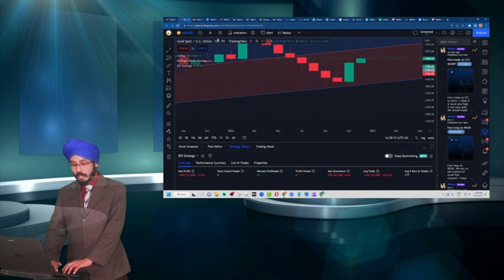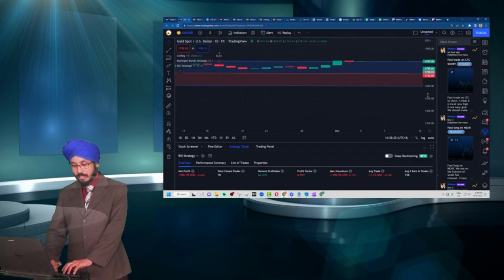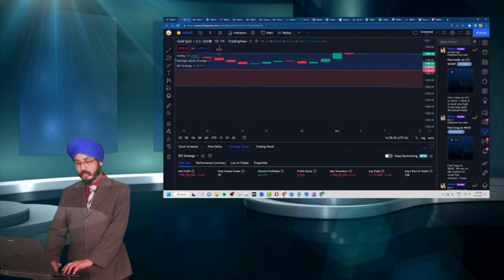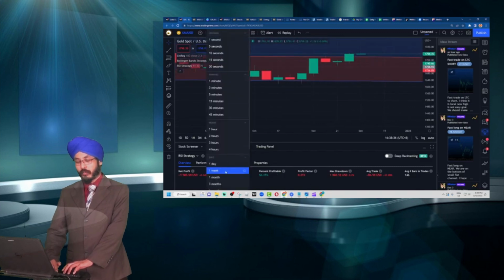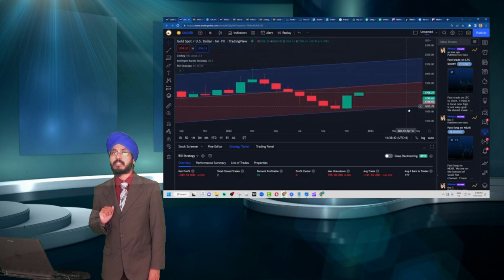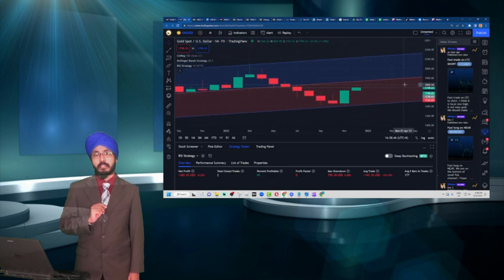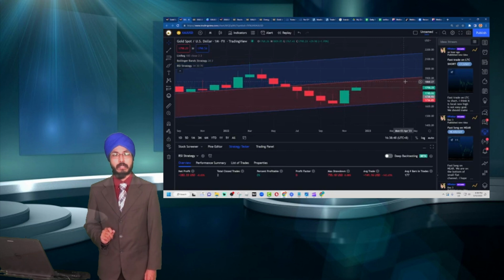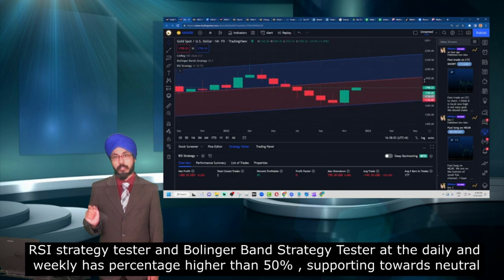And if we look at our RSI strategy, at the daily we have about 66.67%, at the weekly we have 56.25%, and at the monthly we have 0%. As we can see over here, our monthly time frame does not meet the requirement of percent profitable above 50%. It is only the daily and the weekly whose trend we can actually follow.